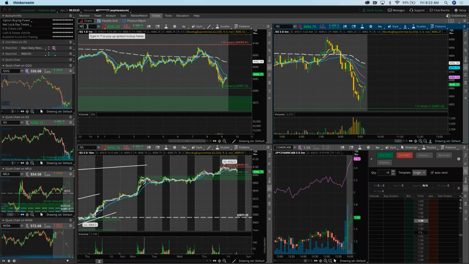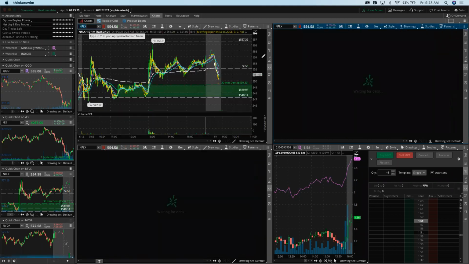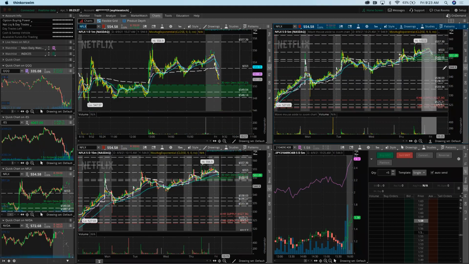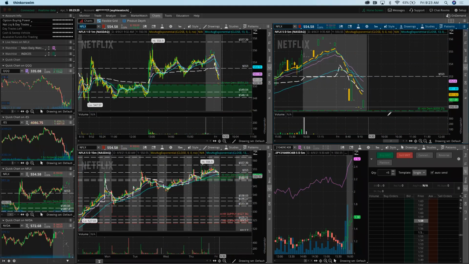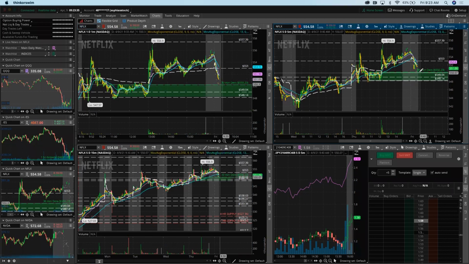Another one I'm looking at, Netflix. I want to see a complete pullback, and I want to see buyers' reaction. You're already starting to see buyer reaction around this 30-minute demand, around 550. That's where buyers are in this demand zone right here. So if we see a push out of there, you can take calls to the long side.